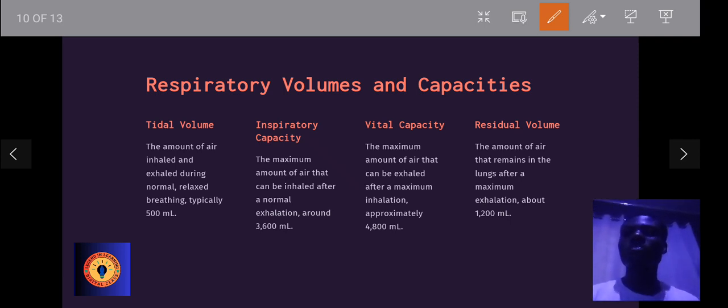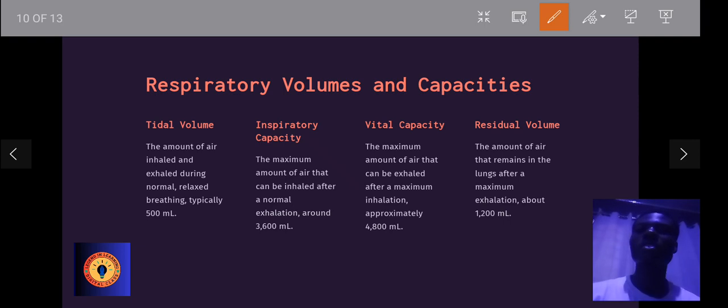And we have the respiratory capacity. Respiratory capacity is the maximum amount of air that can be inhaled after a normal exhalation. So if I inhale a huge, maximum amount of air, that is called the respiratory capacity. So I just go like this. That's the maximum capacity, and it ranges around 3,600 ml. And we have the vital capacity. The vital capacity is the maximum amount of air that can be exhaled after a maximum inhalation.